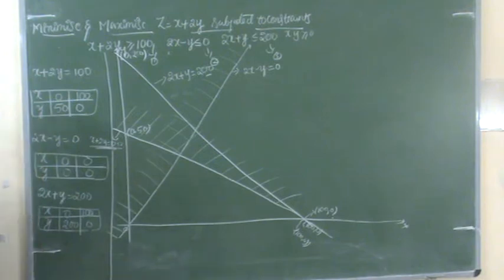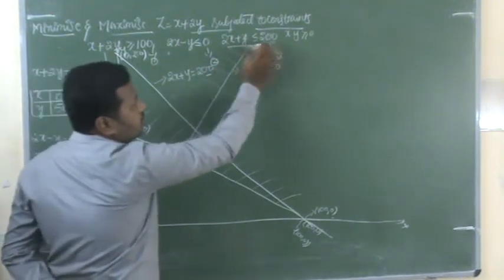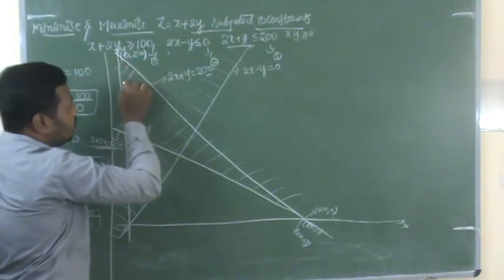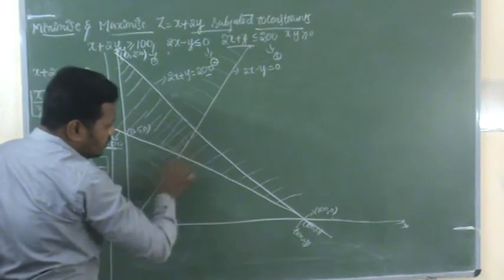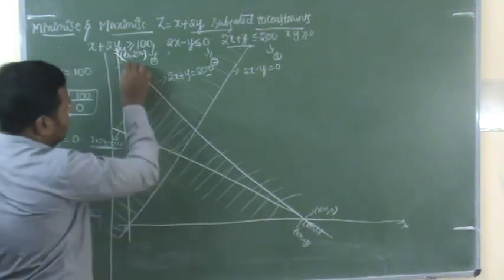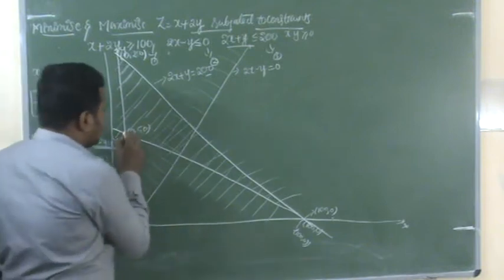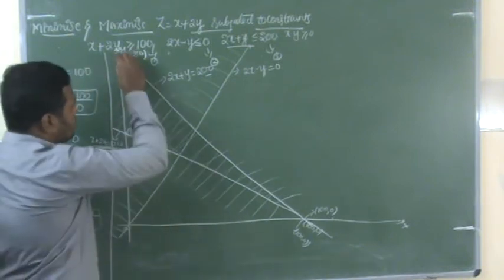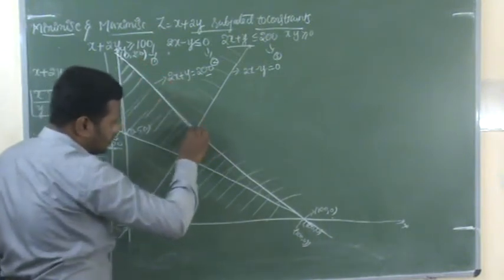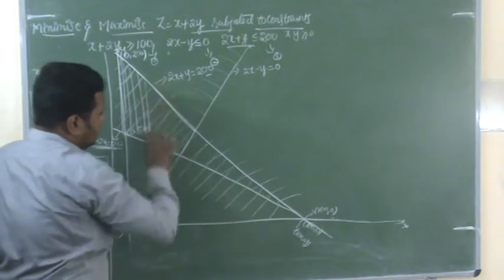Now for the third equation, the shaded region, that is 0 is less than or equal to 200, which is true. True means the shaded region moves towards the origin side. Now here is the common region. The common region is called the visible region. This is the shaded region and common region.